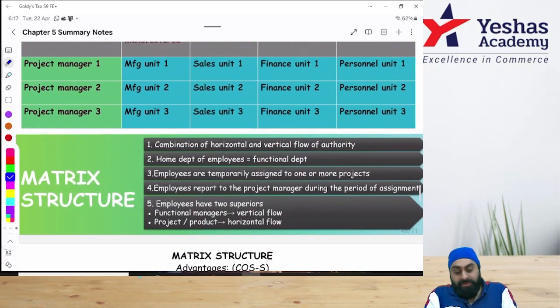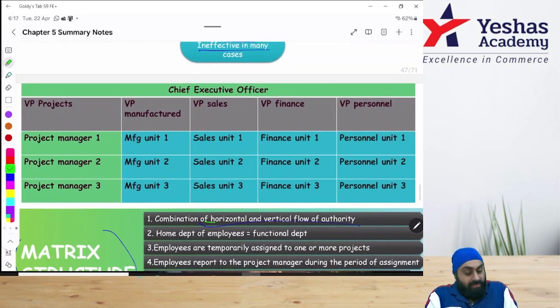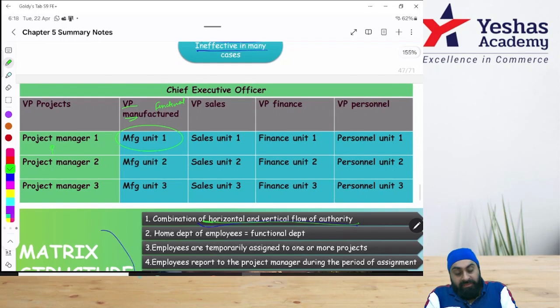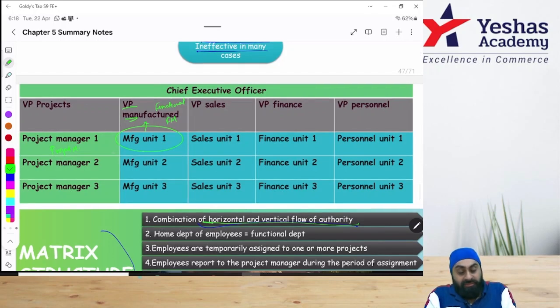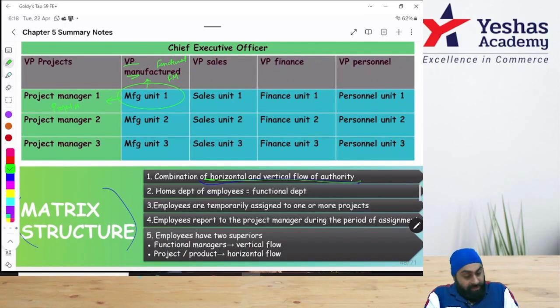Moving on to another topic, which is called the matrix structure. Matrix structure is a combination of horizontal and vertical authorities. If you notice, there is a combination of horizontal and vertical authorities. So this manufacturing unit number 1 has 2 bosses. One is called the VP manufacturer, which is the functional level manager. And here is the project manager. PM, project manager, and FM, functional manager. So this guy has 2 bosses. One is the functional level manager, one is the project level manager. Now, so there are horizontal and vertical flow of authorities.